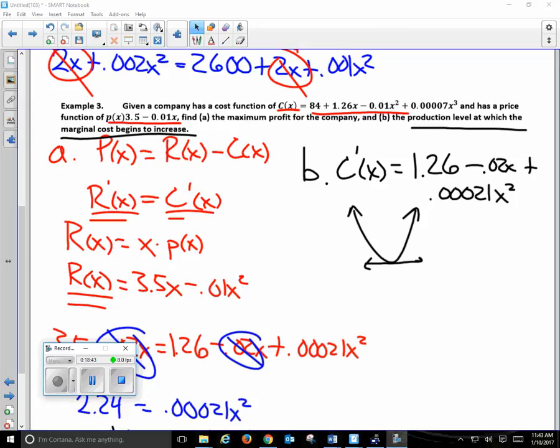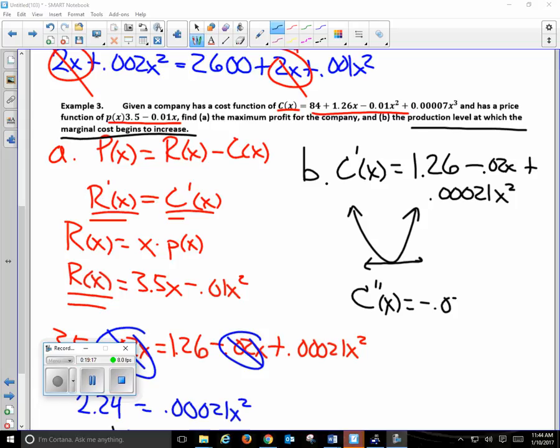The question is, the production level at which the marginal cost begins to increase. This is the marginal cost function. You said it looks like a parabola. It's right side up. It's decreasing here. It's increasing here. So when is the point at which it changes? Where the derivative is equal to 0. So that would be the second derivative. So I take the derivative of the derivative, C double prime, is equal to what?